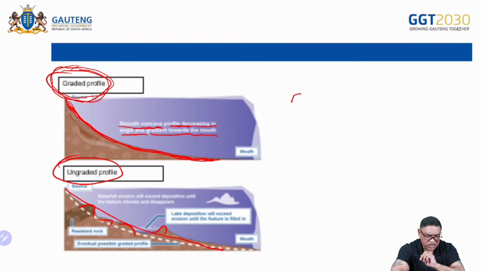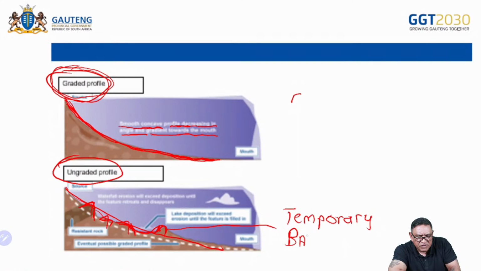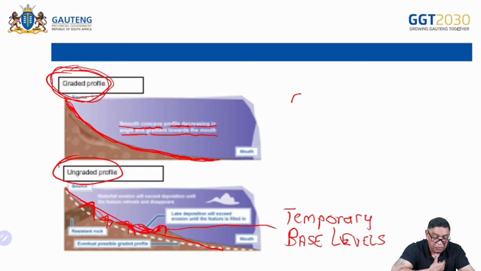So what does it have? Obstructions. So an ungraded profile, and you notice here, there's obstructions. There's little waterfalls. There's a lake. You understand? All these are obstructions, and they are also known as temporary base level. Okay, because eventually that waterfall will be eroded headwards, and this lake deposition will happen and it can go. So it's temporary. All right.